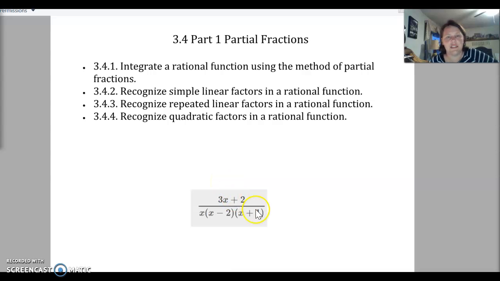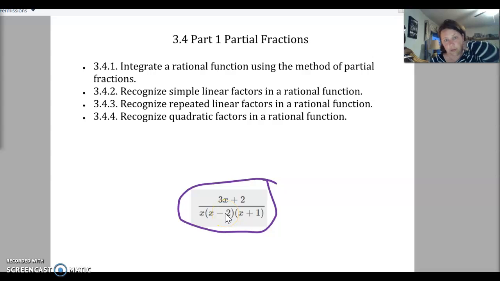Okay, moving on to section 3.4, part 1. This is what we call partial fractions. When we're doing partial fractions, we are going to be integrating a rational function. So this right here is a rational function. This is the type of problem that we're going to be looking at. We want to be able to integrate a rational function, and to do that, we need to use a method that we call partial fractions.